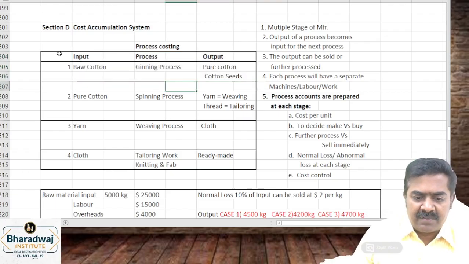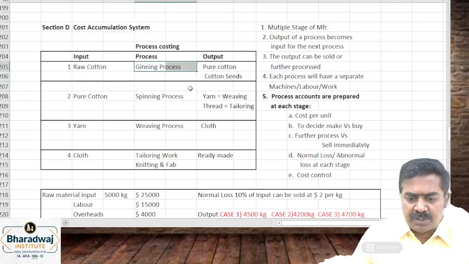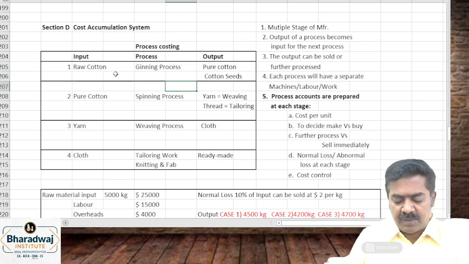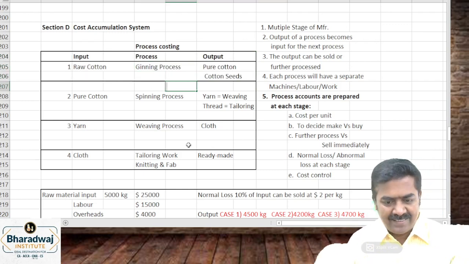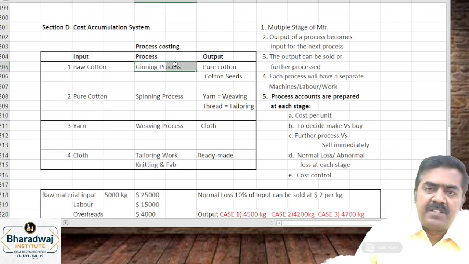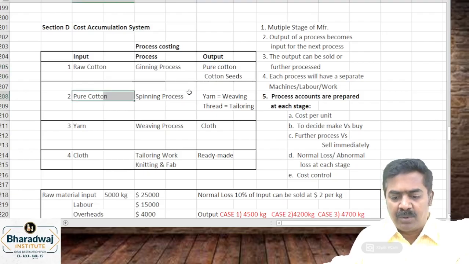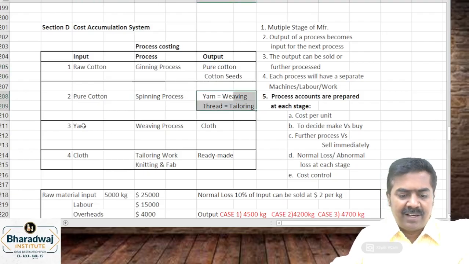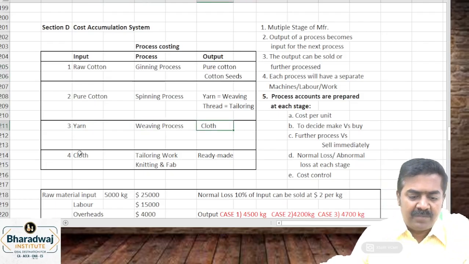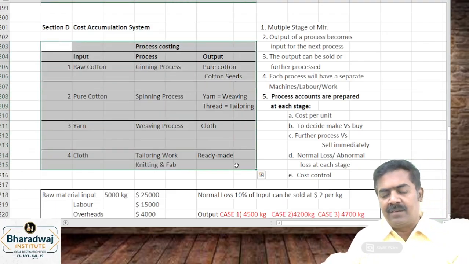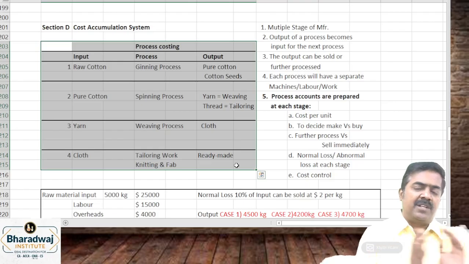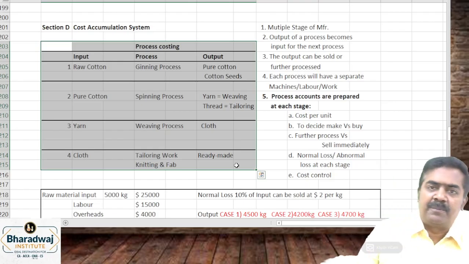For example, in the textile industry, the first process is the ginning process, where you put in raw cotton and get pure cotton. The second process is spinning, where the pure cotton is converted into thread. Then we do weaving work, where we get the cloth. Then we convert it into ready-made products. Raw cotton passes through 4 different processes.